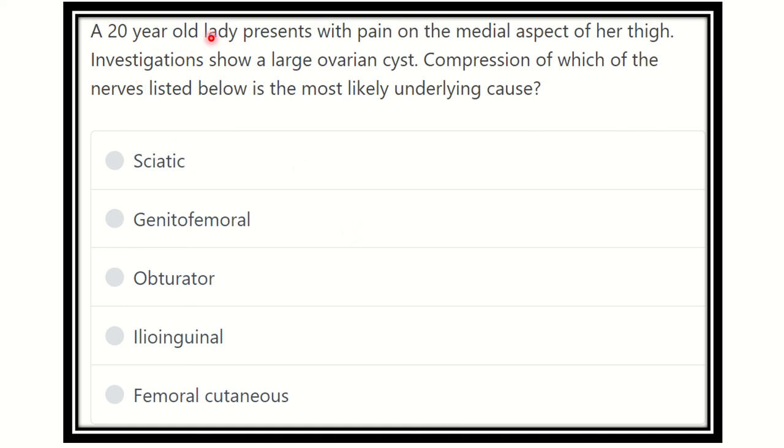A 20 year old lady presents with pain in the medial aspect of her thigh. Investigation shows a large ovarian cyst. Compression of which of the nerves listed below is the most likely underlying cause?